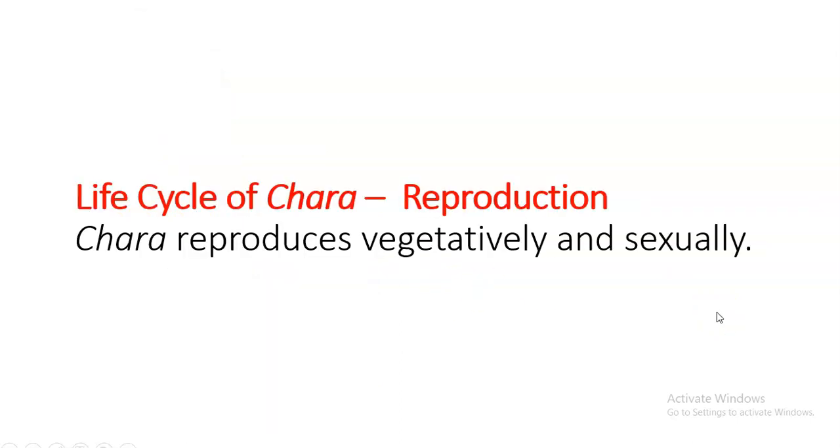Now about the life cycle of Chara. When we are asked a question about the life cycle of Chara, if it is for 20 marks, you have to mention the reproduction. What all modes of reproduction are there? You have to explain everything. And Chara has only two modes of reproduction, that is vegetative reproduction and sexual reproduction. It does not display asexual reproduction.